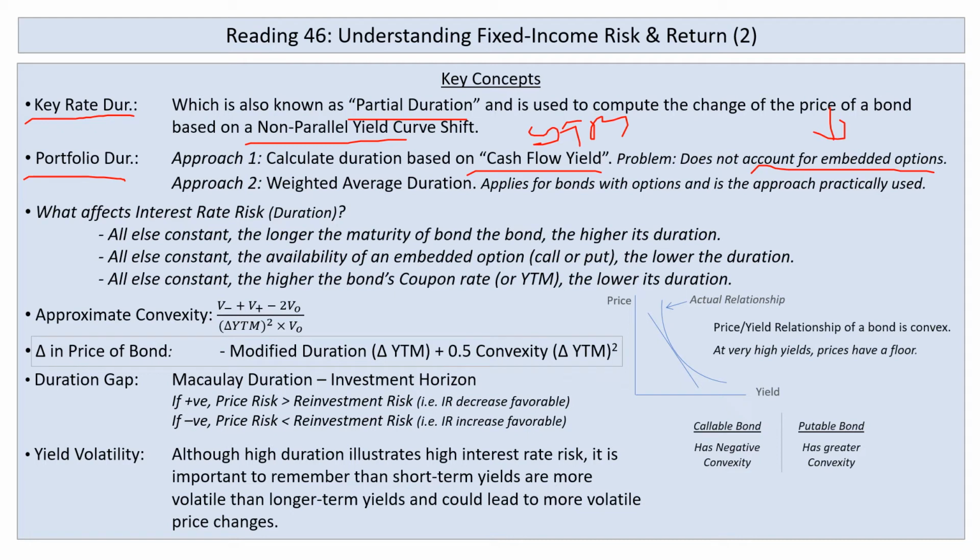So approach 2 is an approach which is marginally less accurate, and I have to emphasize the word marginally, less accurate than approach 1.